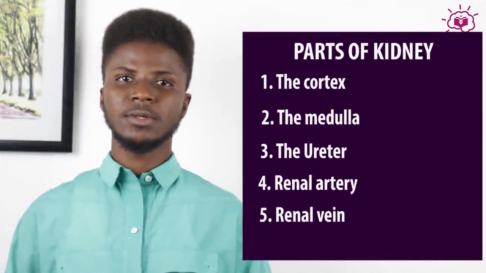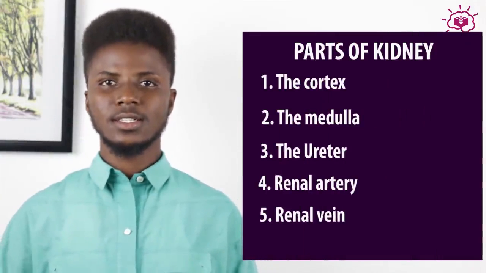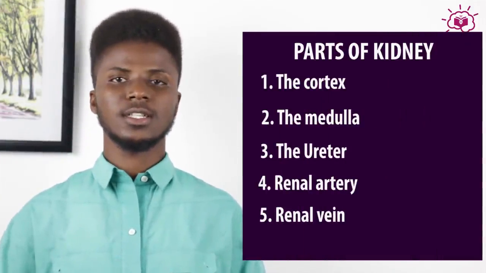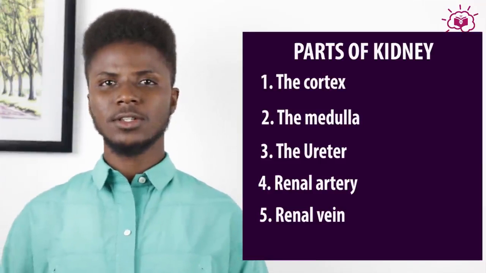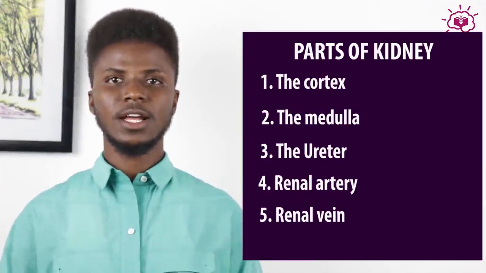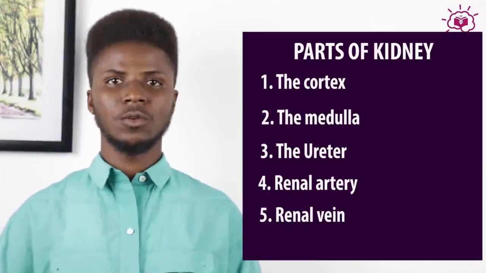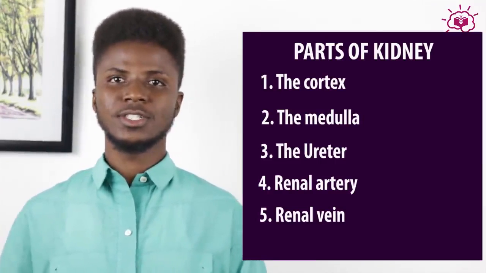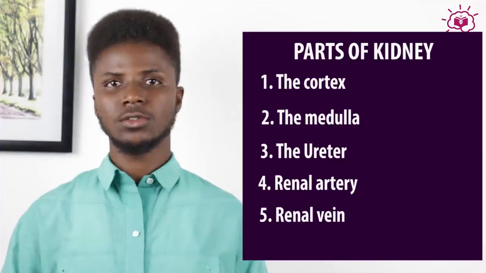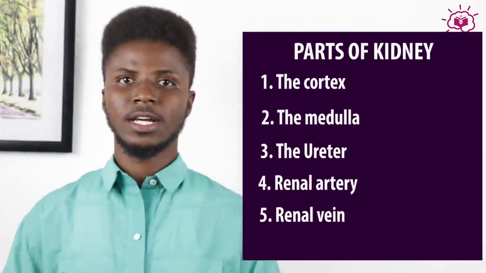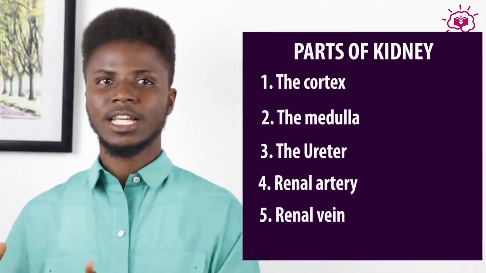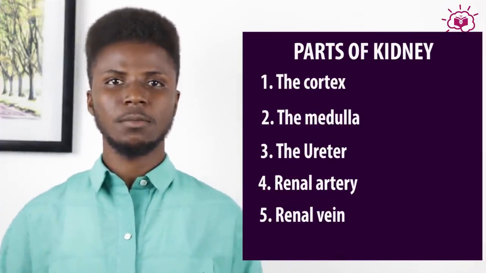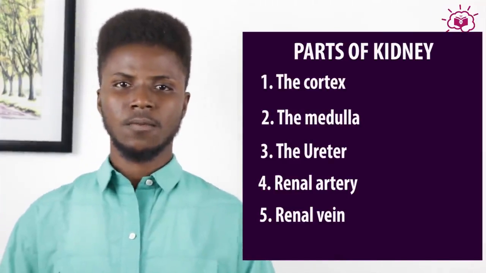The kidney comprises three major parts: the cortex, the medulla, and the ureter. The kidney also has other parts, for example, the renal artery and renal vein, which receive blood into the kidney and also send blood back, that is, the blood that has been emptied of waste, back into circulation.